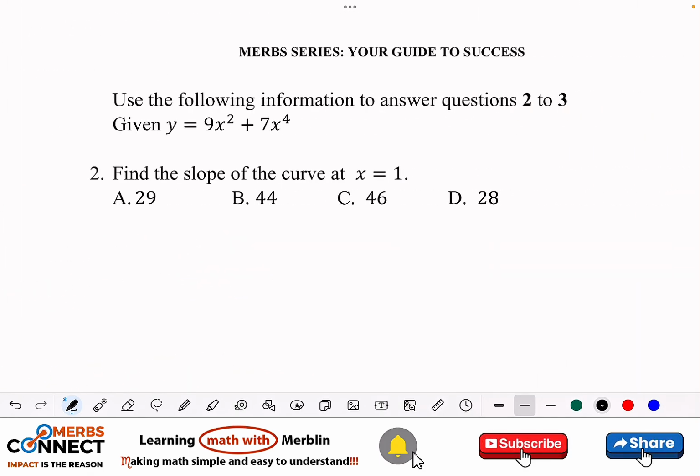Let's look at question 2. So question 2, we want to use this information to answer question 2 and 3, right? So here we want to find the slope at x is equal to 1.